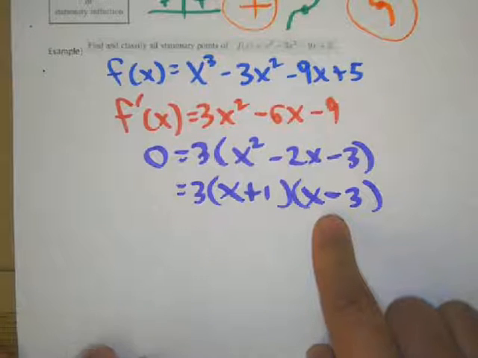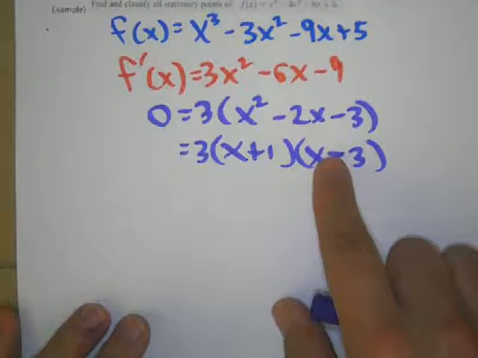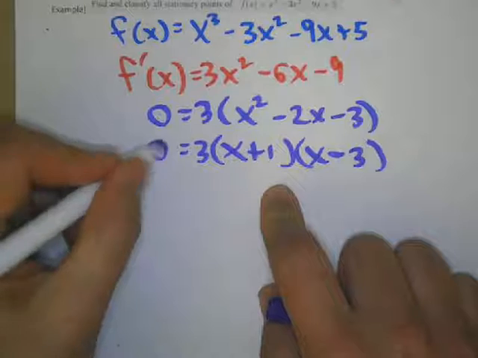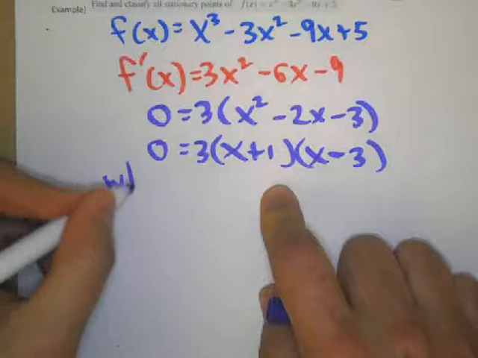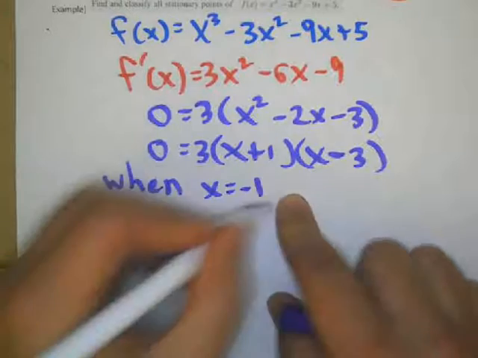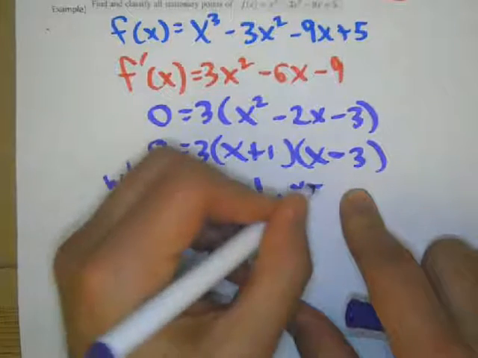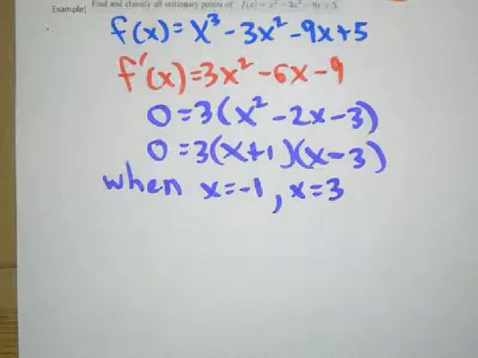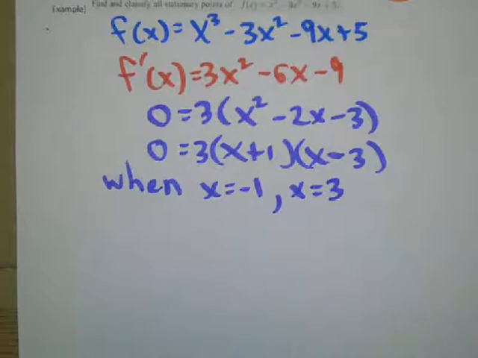Okay, now, when is this equal to 0? When x equals negative 1 and when x equals positive 3. All right, so now let's do a sign diagram.